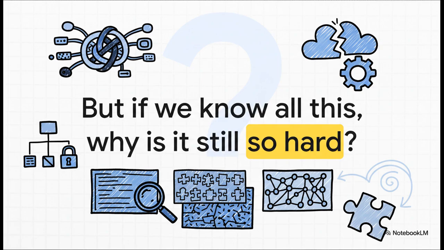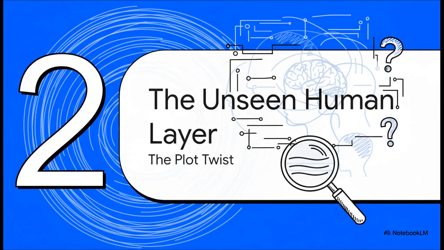Okay, so we've known about inherent and accidental complexity for decades now. We've got design patterns, we've got DevOps, we've got Agile. We have all these tools to fight it. So why is it still so incredibly hard to manage? Well, it turns out we've been missing a huge piece of the puzzle. And here comes the plot twist.